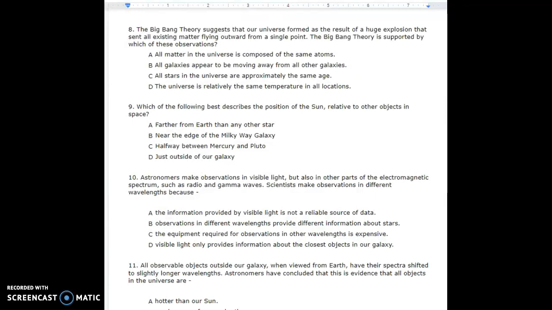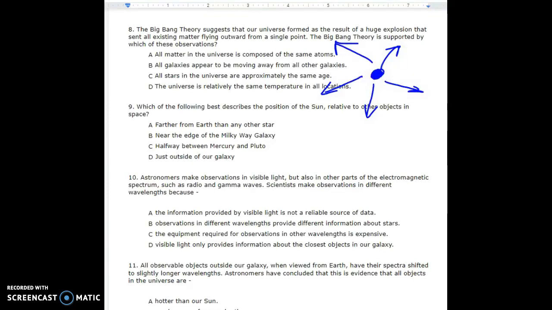All right, the Big Bang Theory suggests our universe formed as the result of a huge explosion that sent all existing matter flying outward from one single point. So here was that single point. They believe there was enough pressure inside that it just sent everything out like that. The Big Bang Theory is supported by which of these observations?